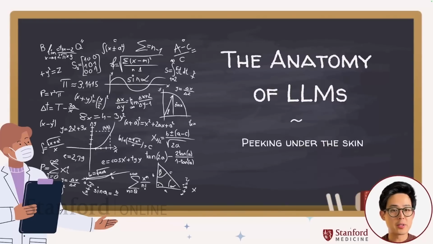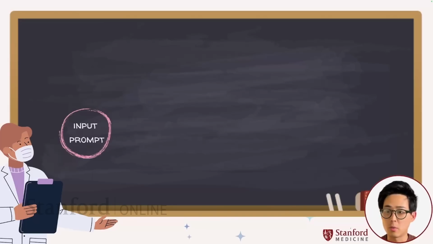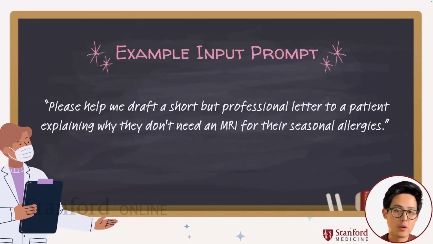So to unpack what's going on inside of these models, we need a basic understanding of the anatomy and physiology of an LLM, how it's built, how it learns, and how it generates the kind of outputs that we're seeing today. So let's start at the very beginning with the input prompt. This is what you type into the model. For example, let's say you enter the following prompt.